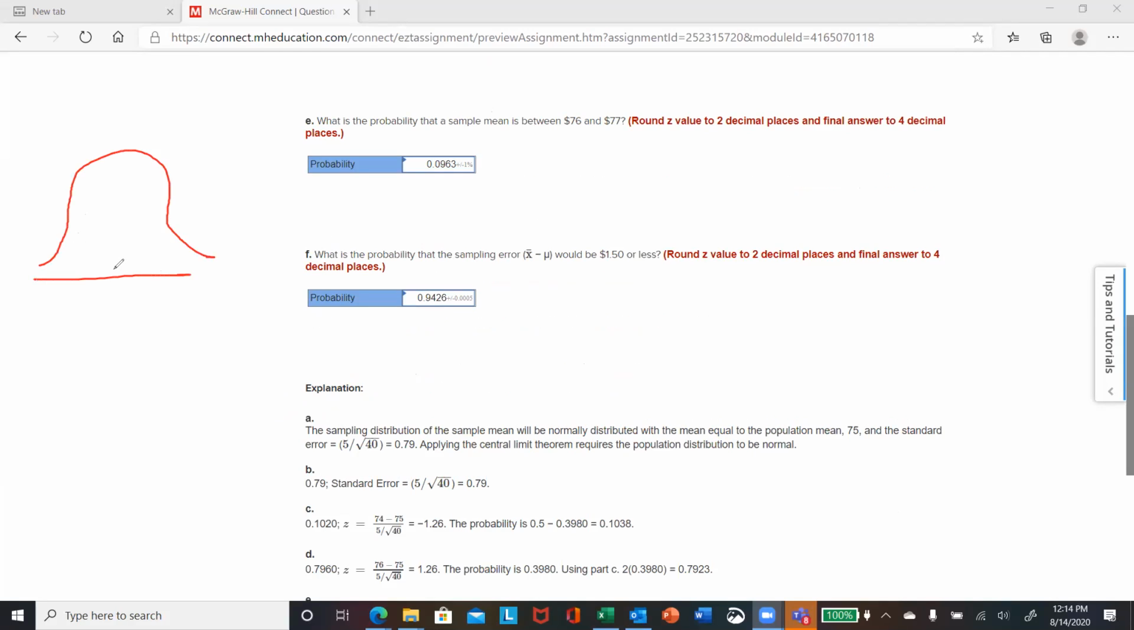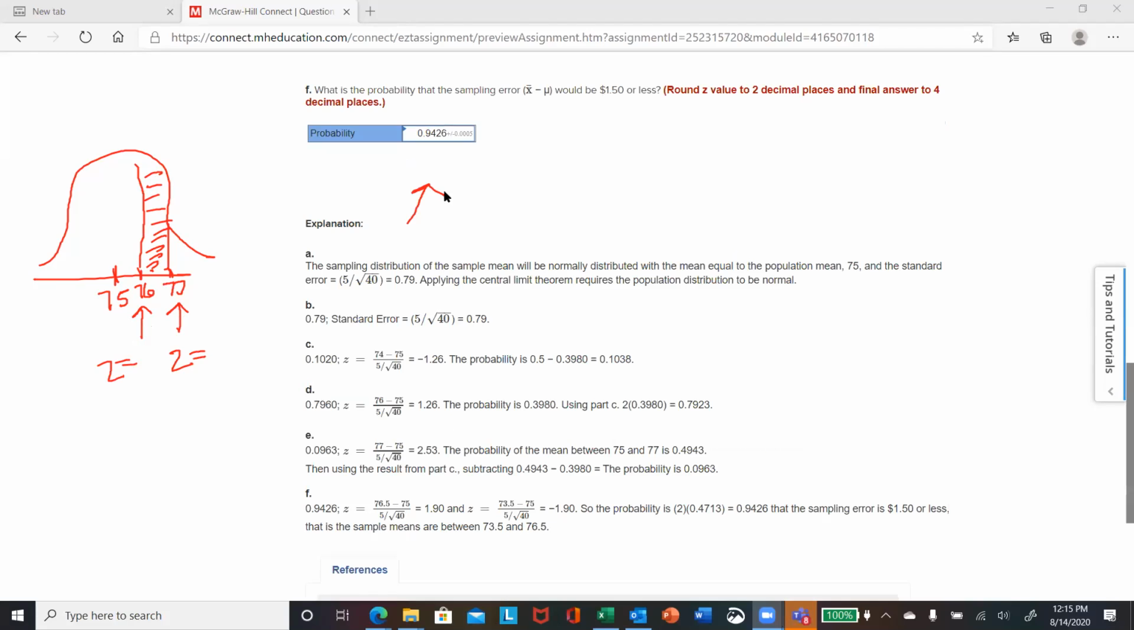So again, let me draw you the picture on that one. It might be a good habit every time you do these just to draw the curve. So you got 75, and of course they want 76 to 77. And you're simply trying to find that area. So again, once you get these two Z values, look up the areas, and in this case you would subtract to get that 0.0963. And that would be letter E. So that's what they're essentially doing right there. They're subtracting these two to get that area in between.